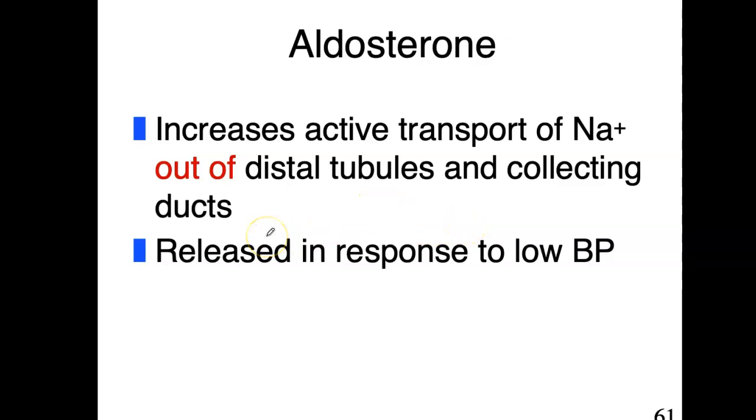I first wanted to tell you what it is released in response to, because before with ADH we were talking about osmolarity. High osmolarity, release ADH. Now, when do you release aldosterone? Well, you release aldosterone in response to low blood pressure.